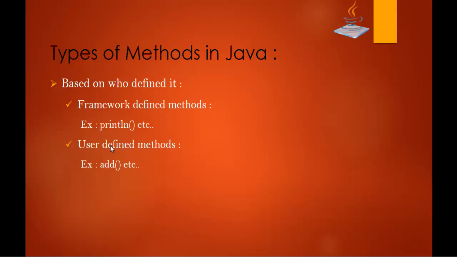We have two categories here: framework defined methods and user defined methods. A framework defined method, in the sense it's defined in the Java language itself, is println. We have not defined this method. It's coming from the Java programming language or the framework. But we, the end user, can define a method, called add. Let me show you how to do that.